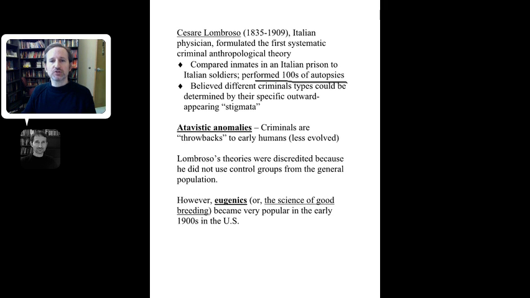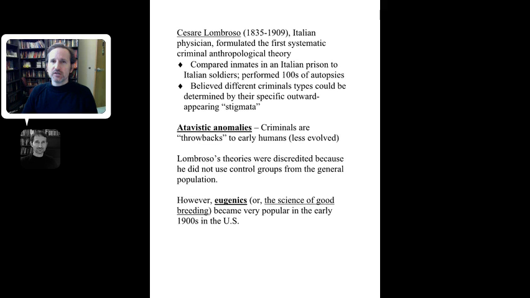he came up with this conclusion that different criminal types could be determined by some specific outward appearing stigmata. Okay, stigmata. What could those things be? Again, kind of like the phrenologists and the physiognomists, these involve body traits. Okay, so something like maybe excessive hair, weak chins, and other physical features that distinguish criminals from non-criminals.